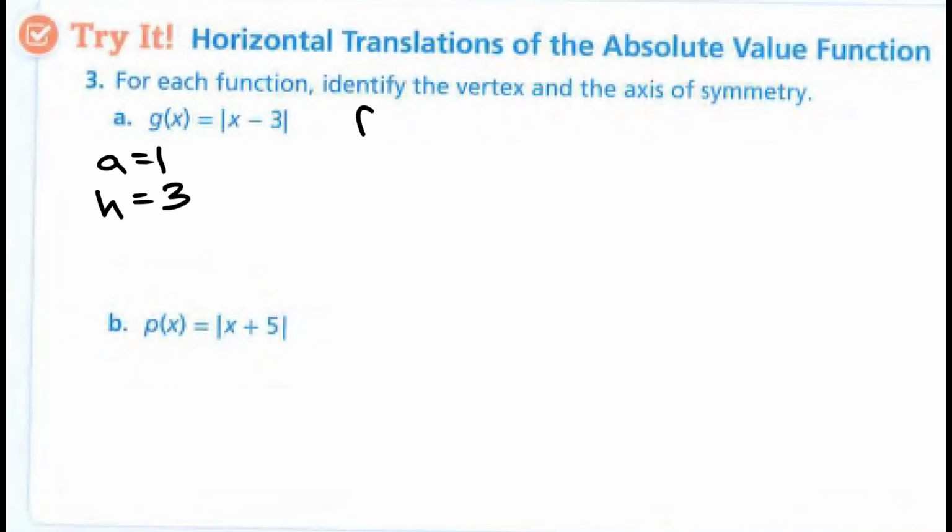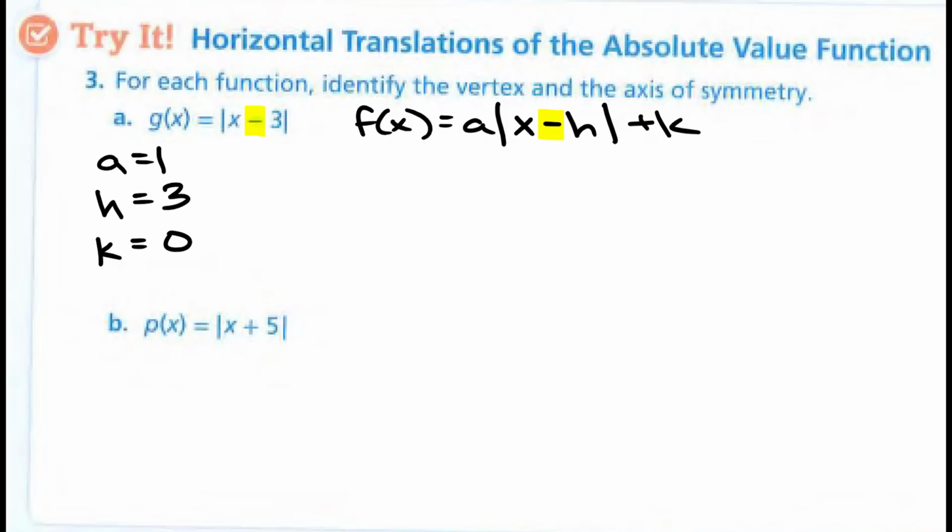Recall our parent function, f of x is equal to a times the absolute value of x minus h plus k. This is kind of weird. There is that built-in negative. We saw this with some of our linear functions before. So when there's this built-in negative and we have a negative in the given function, our h is going to be that positive 3. And then last, our k in this example is 0.